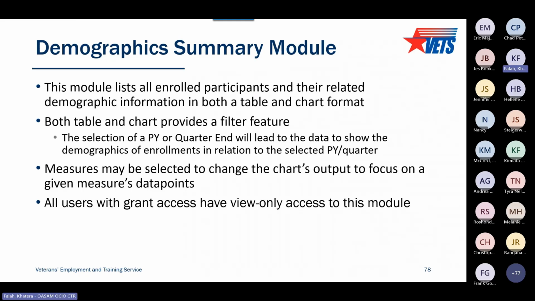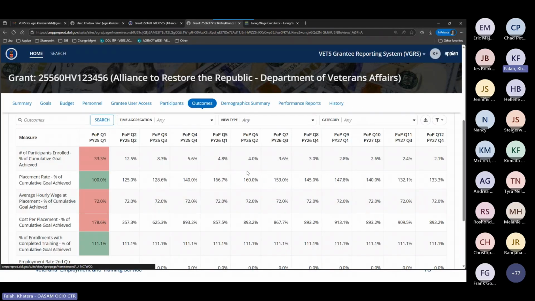The selection of a PY or quarter end will lead to the data showing the demographics of enrollments in relation to the selected PY quarter. Measures may be selected to change the chart's output to focus on a given measure's data points. All users with grant access have view-only access to this module. So nobody can go in and change your demographic summary unless they are changing your actual participants.